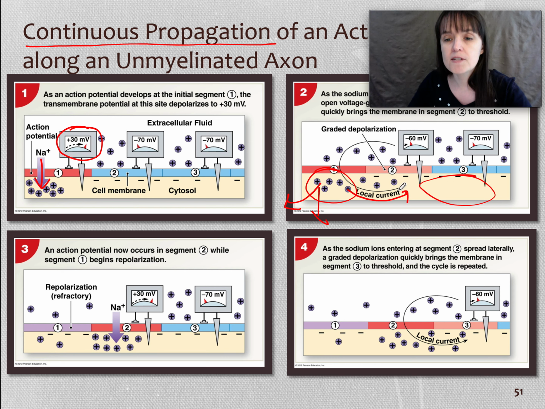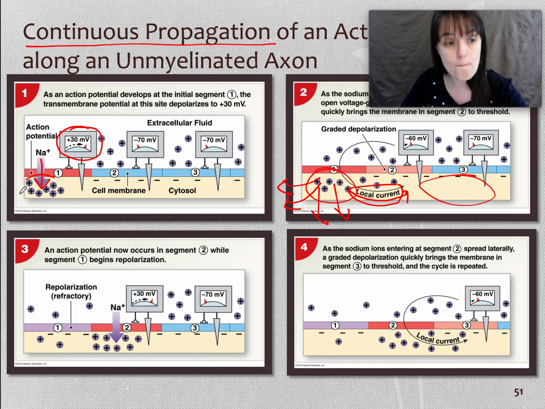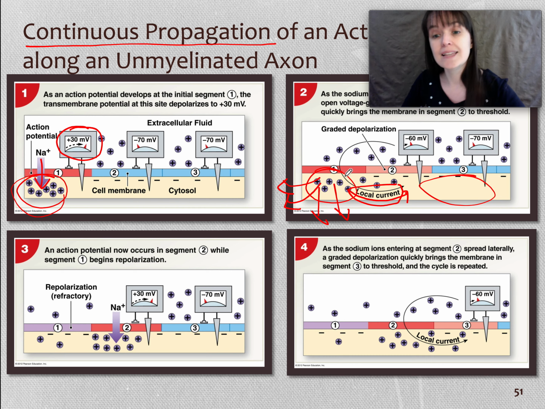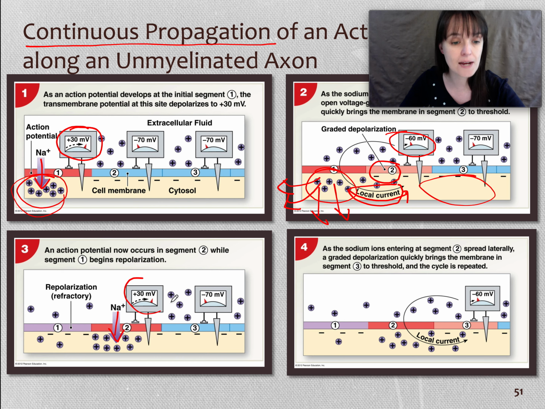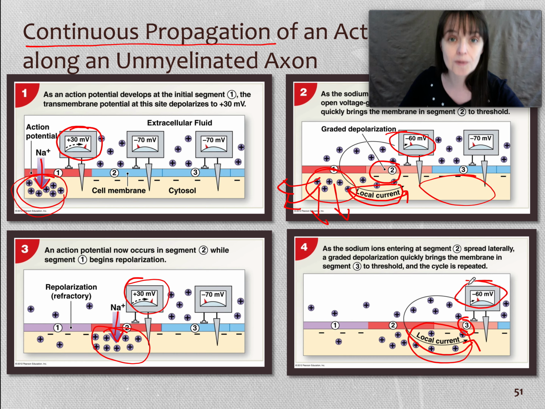And so you have this diffusion called a local current that diffuses out in all directions. Well, at plus 30 millivolts, you have brought so many sodium ions in that this diffusion actually brings the second segment of the axon to threshold, which starts an action potential in the second segment, which at peak brings in so many sodium ions that they diffuse around, and that local current brings the third segment of the axon to threshold.